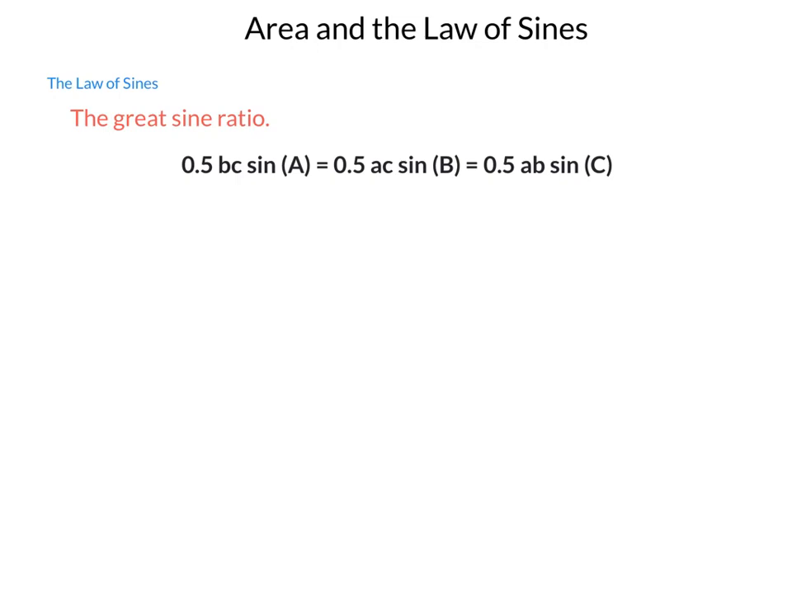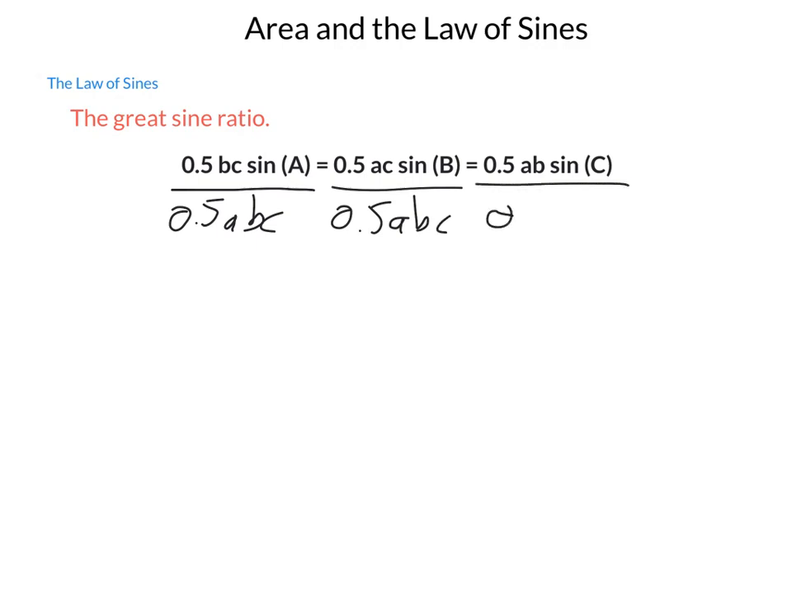The great sine ratio, taking all these being the same, are 1/2 BC sine A, or 1/2 AC sine B, or 1/2 AB sine of C. If I were to take all of these and simply divide them by 0.5 ABC, and conduct that out to all of them in the equation, of course, division property of equality, I divide all parts by the same thing, then it maintains its equivalence.